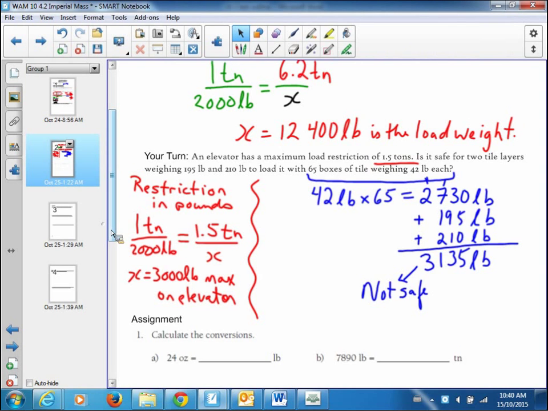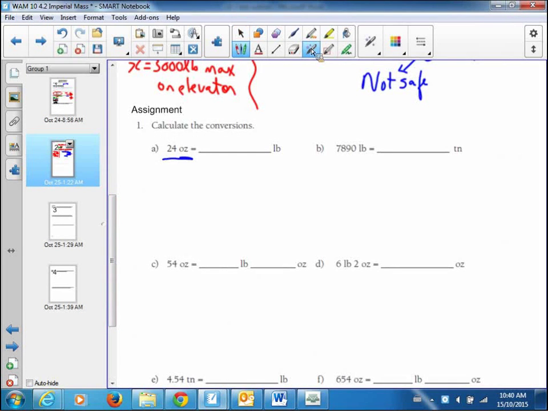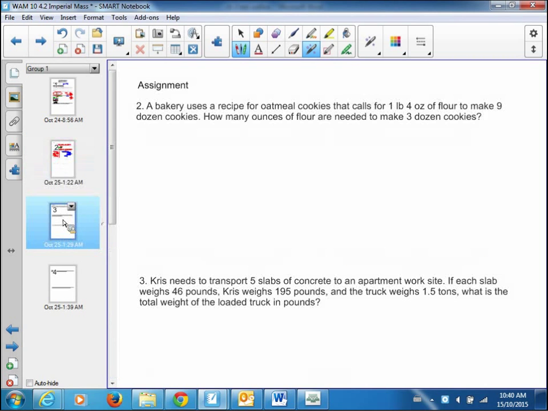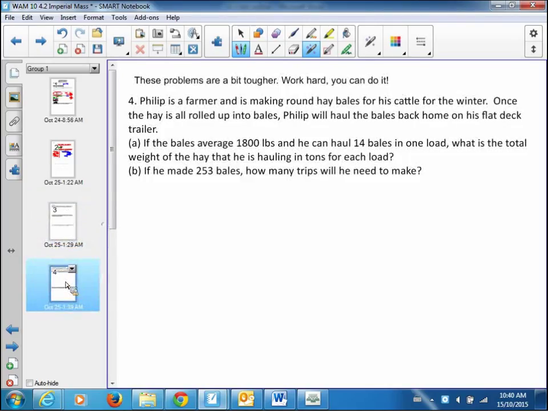Now, what you're going to do is these conversions from the first page: ounces to pounds, pounds to tons, ounces to both, like 3 pounds, 4 ounces or whatever, and vice versa, just strictly to ounces. So you'd multiply this by the 16 and just add it to ounces. 4.5 tons is how many pounds, ounces to pounds. Those ounce and pound mixtures are kind of tricky. And then some more assignment questions there, word problems, okay?